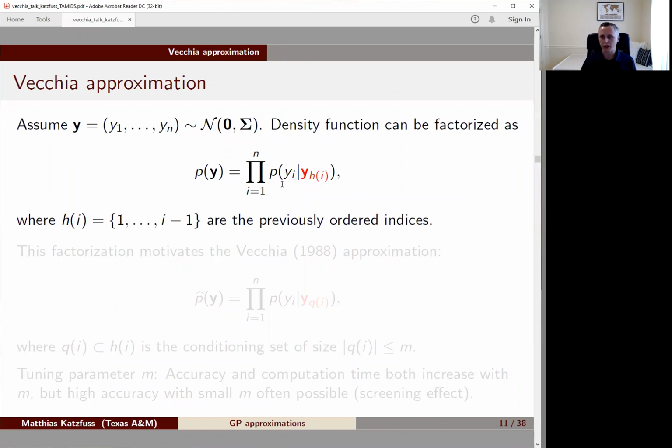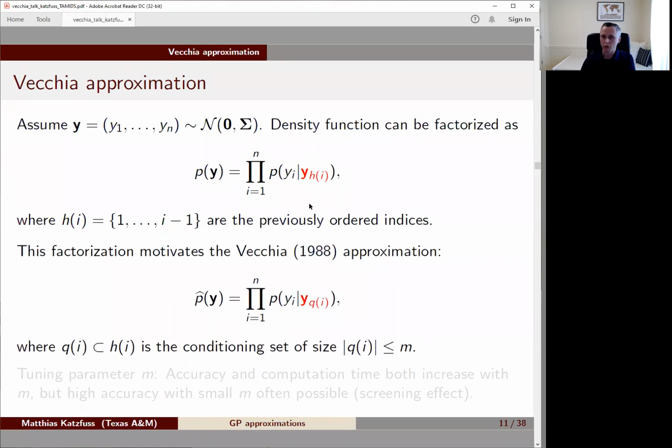Once we have these conditional densities, that by itself doesn't really give us any computational advantage, but it motivated this approximation by Vecchia in 1988. He said, instead of looking at this p of y, let's look at a p hat of y, an approximation thereof, which is also a product of univariate conditional densities. But now, instead of yi conditioning on everything that comes before, the entire history, we just condition on some small subset thereof. So say y10, instead of conditioning on y1 up to y9, let's assume it only conditions on, for example, y7 and y9, maybe only 2 points. And so this qi here is what we call the conditioning set, or more precisely, the conditioning index set.